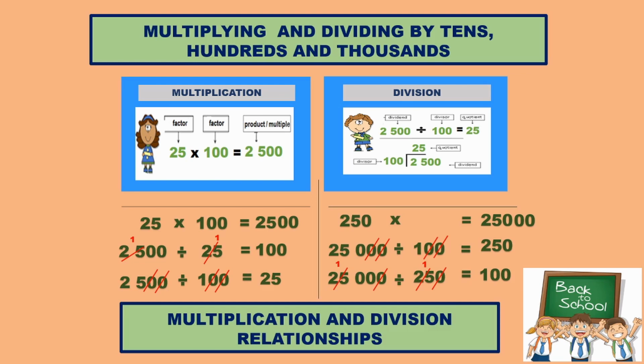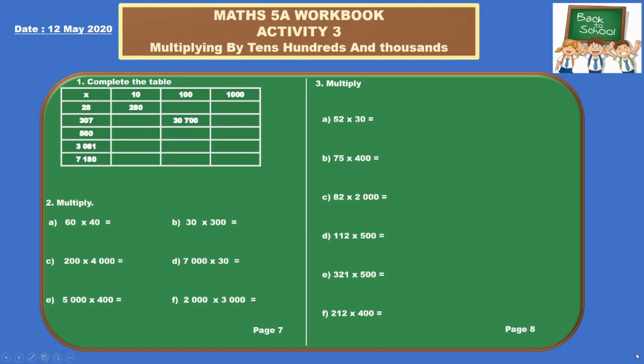Now, I will give you more exercises. Take out your Maths 5A workbook. Then, turn it on page 7. Now, we are in activity 3, multiplying by tens, hundreds, and thousands. Please write the date. The date today is 12 May 2020. We will proceed to exercises. Exercise 1. Complete the table.